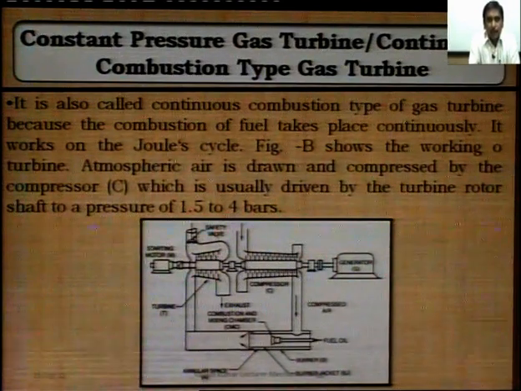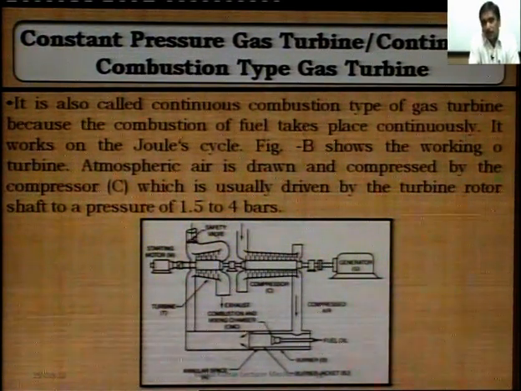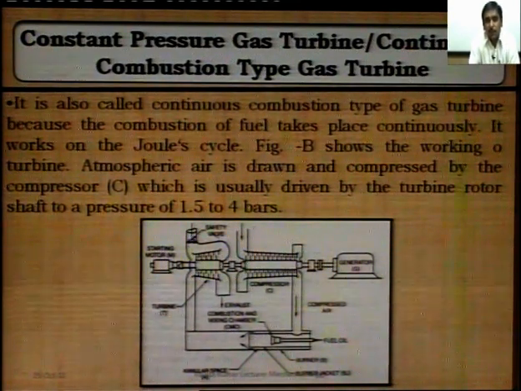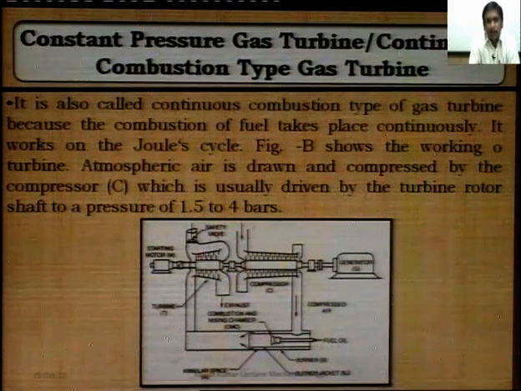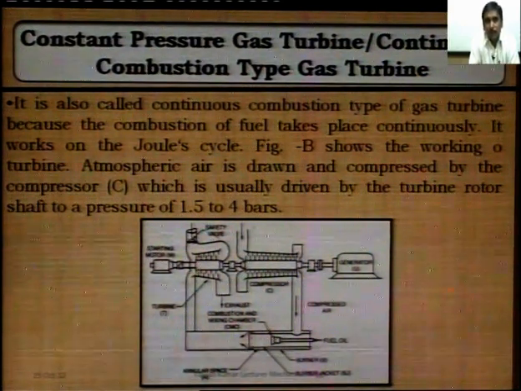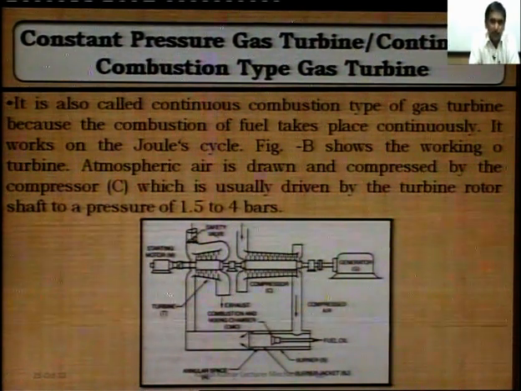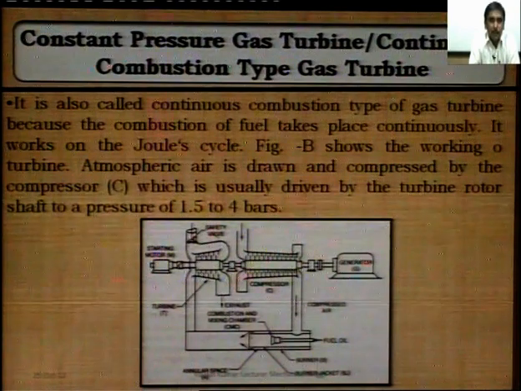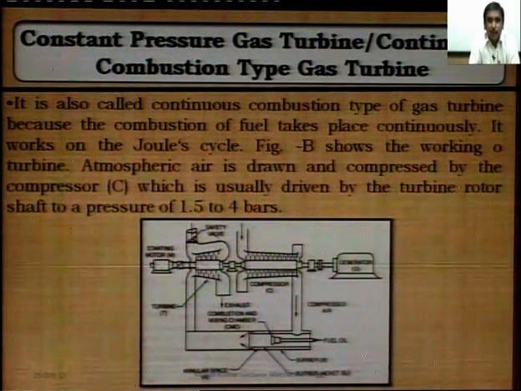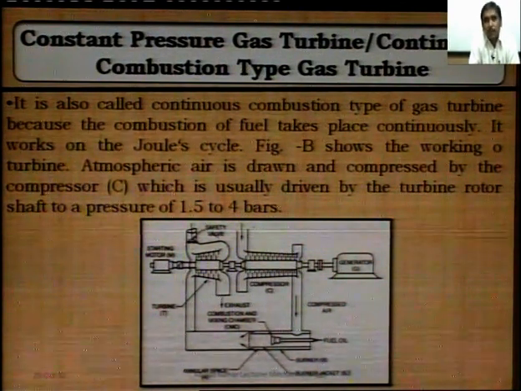Next is the second type, constant pressure gas turbine, or it is also called continuous combustion type gas turbine. It is also called continuous combustion type gas turbine because the combustion of fuel takes place continuously. It works on the Joule cycle. Figure B shows the working of the turbine.